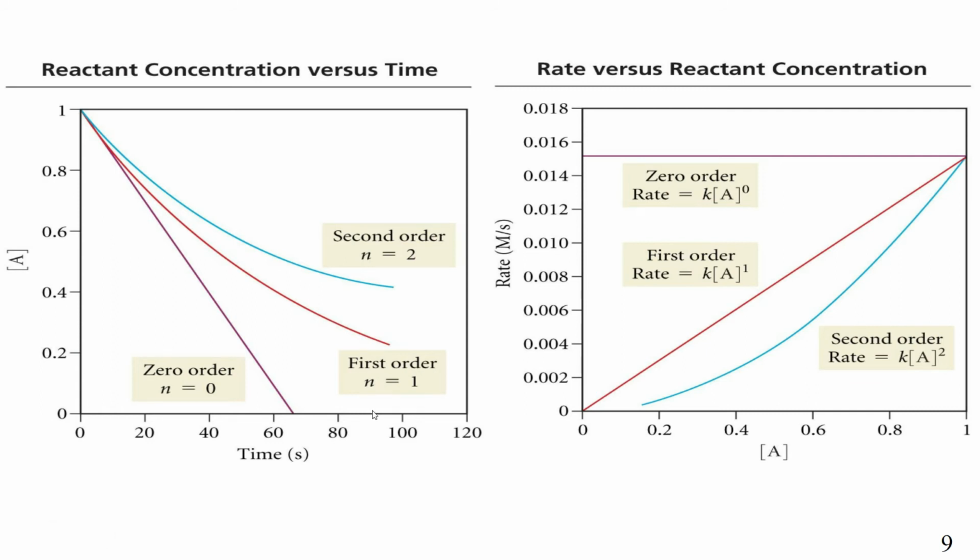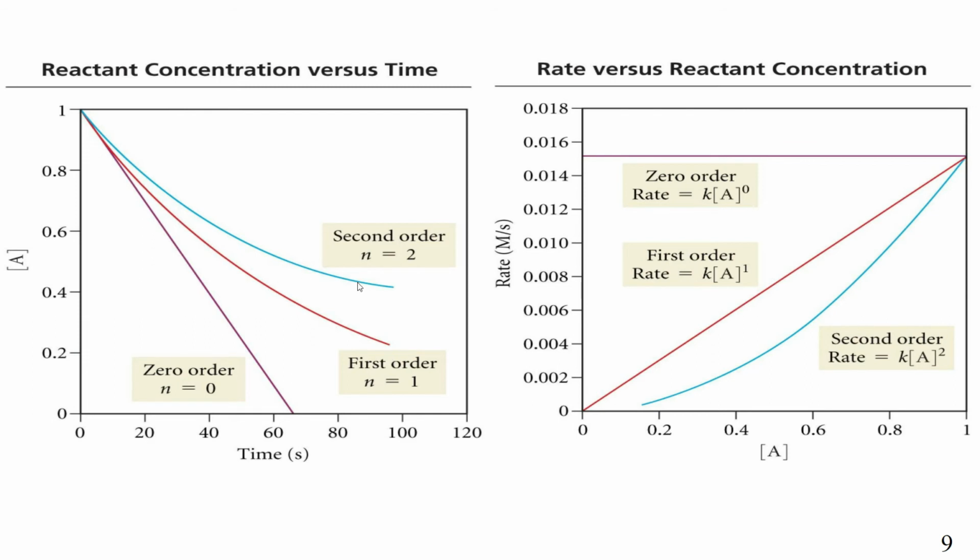And what we're going to see, as I mentioned, is that we have three types of orders. We have zero, first, and second order here. For zero order, n is equal to 0, first order n is equal to 1, second order n is equal to 2. So when we're talking about concentration related to time, we can see how zero order looks, how first order looks, and how second order looks.